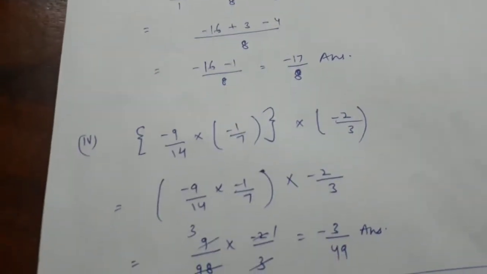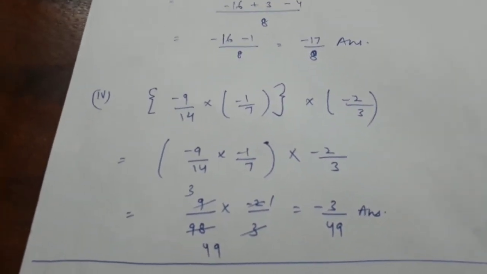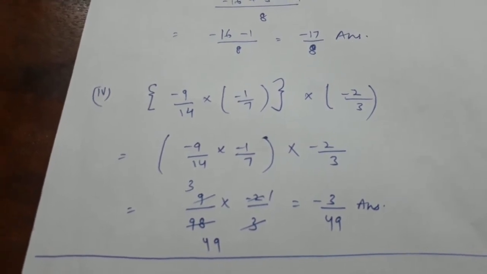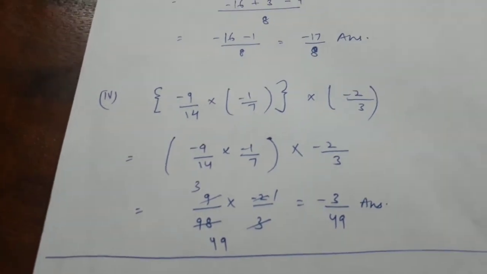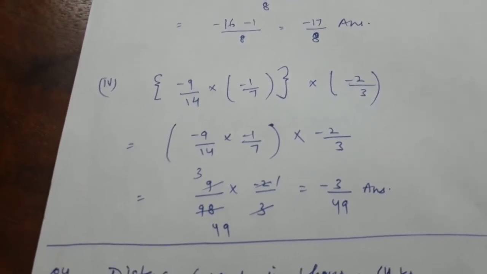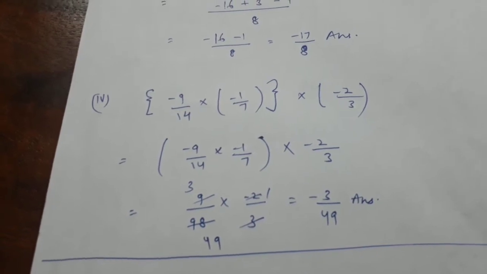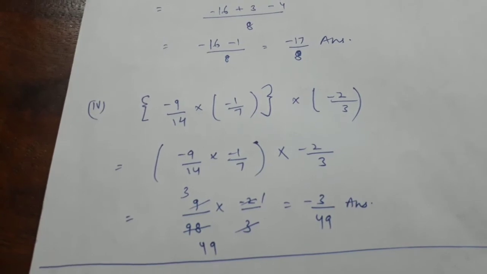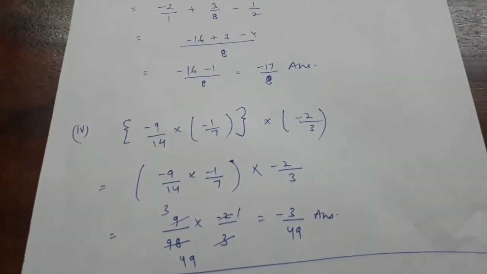Now in the fourth part, we are given minus 9 by 14 into minus 1 by 7 multiplied by minus 2 by 3. So first of all, we will open the bracket, that is minus 9 by 14 into minus 1 by 7 into minus 2 by 3. After doing the cancellation within the bracket, we come out with 3 by 49, which is getting cancelled with minus 2 by 3. The answer is minus 3 by 49. Now come to the next question.